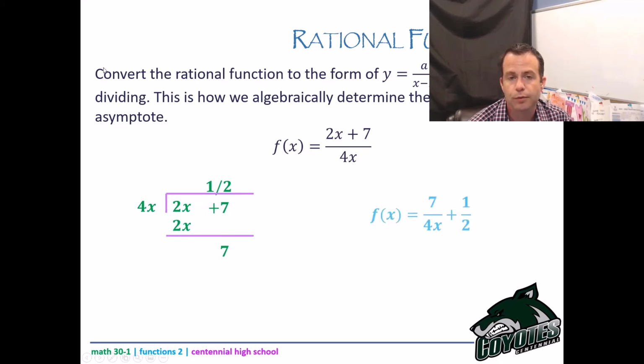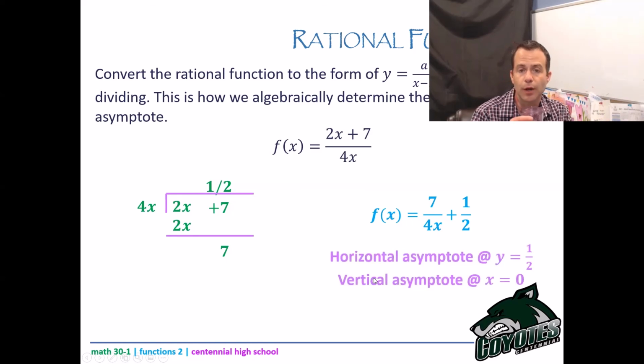7 over 4x plus a half. So that means I have a vertical asymptote at x equals 0, and I have a horizontal asymptote at y equals a half.